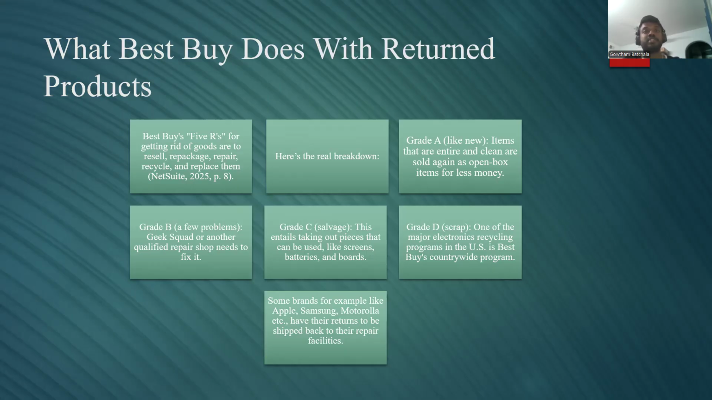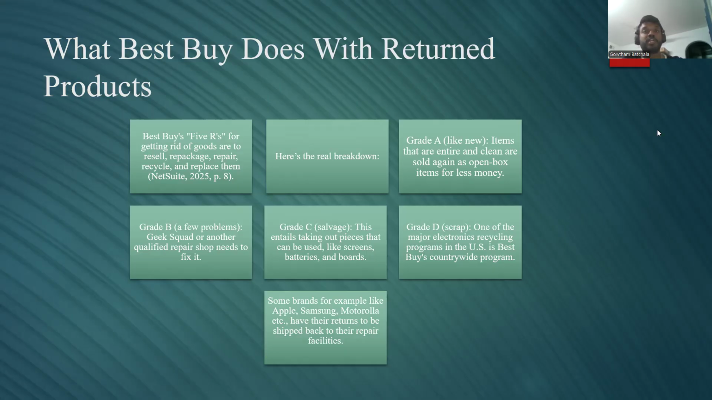And grade D items are completely scrap. They either go directly to the recycling program, or they go to the manufacturers. For example, certain brands like Apple, Samsung, Motorola, and LG, and so on, go directly to the manufacturers for repairing. Everything of this is designed to recover as much as possible while reducing waste.